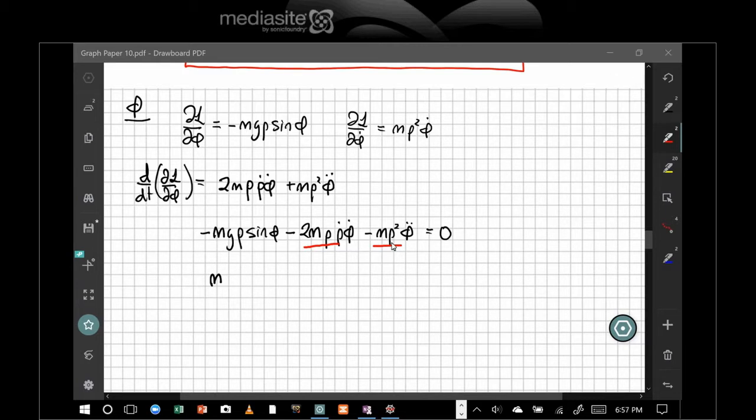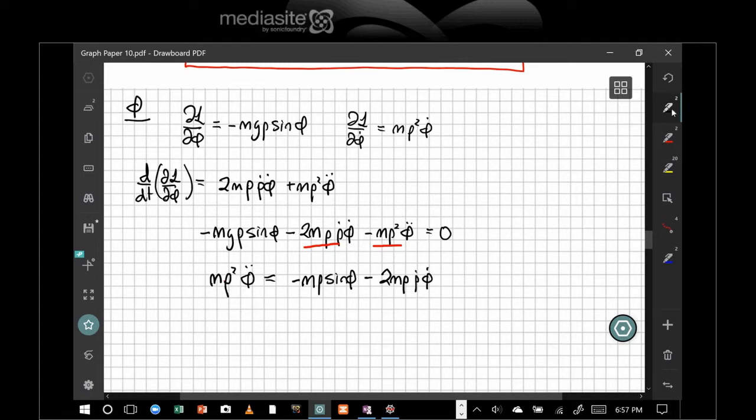So what I'm going to do is write m rho squared phi double dot. And then I'm going to have everything else. I'm going to have minus m rho sine phi. Actually, let's just do it in steps here. And then here I'm going to have minus 2m rho rho dot phi dot.